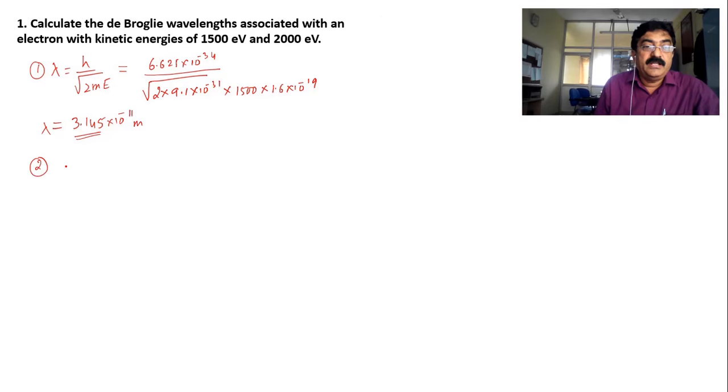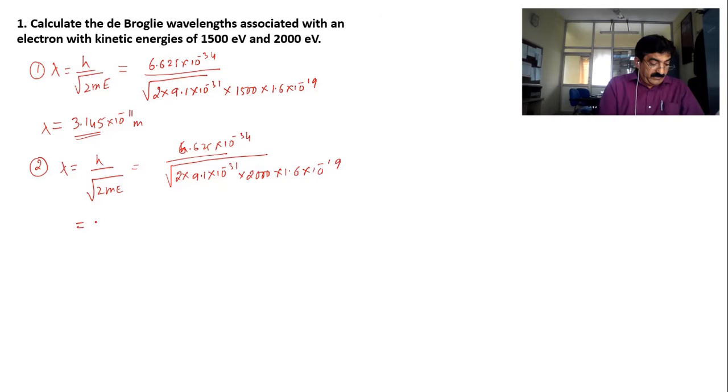Now with the same method, you try the second one, that is lambda is equal to h by square root of 2mE only. This time it is 6.625 into 10 power minus 34 divided by square root of 2 into 9.1 into 10 power minus 31 into 2000 into 1.6 into 10 power minus 19. Okay, dear students, please do this calculation. Meanwhile, I will also do along with you. Okay, take your calculator and simplify. So I hope you are doing. Better you do along with me only, then simultaneously you will be practicing the numericals. Okay, so this is a right method in fact.